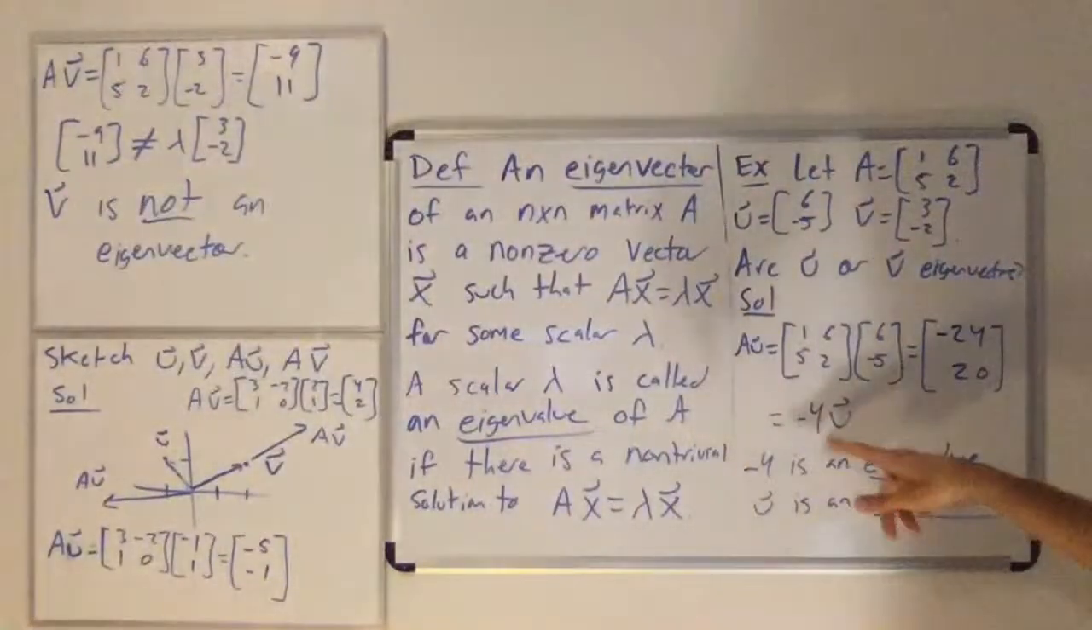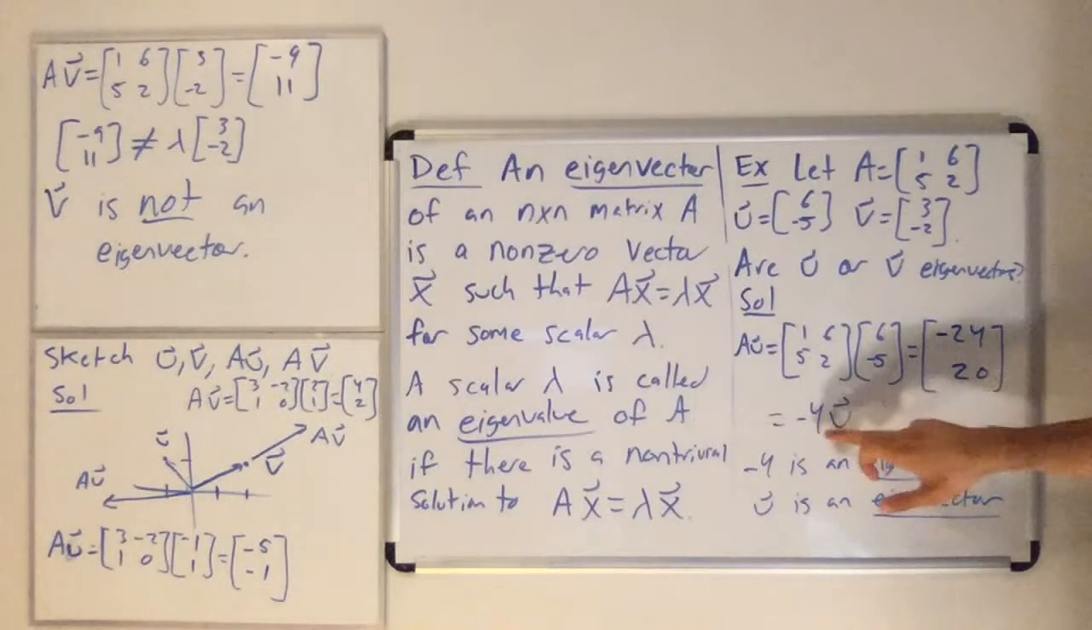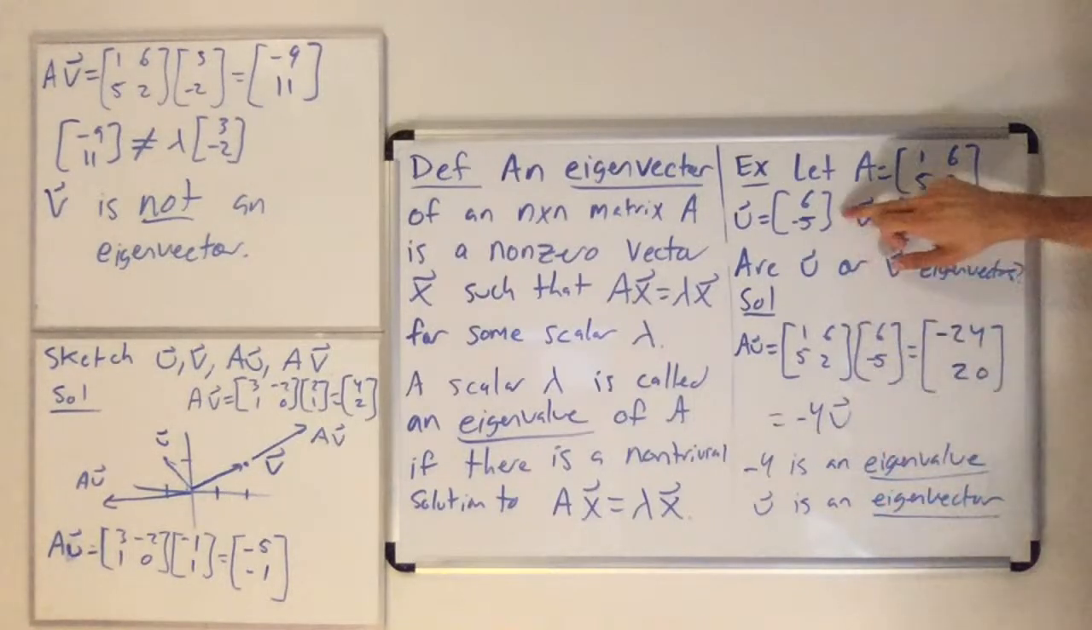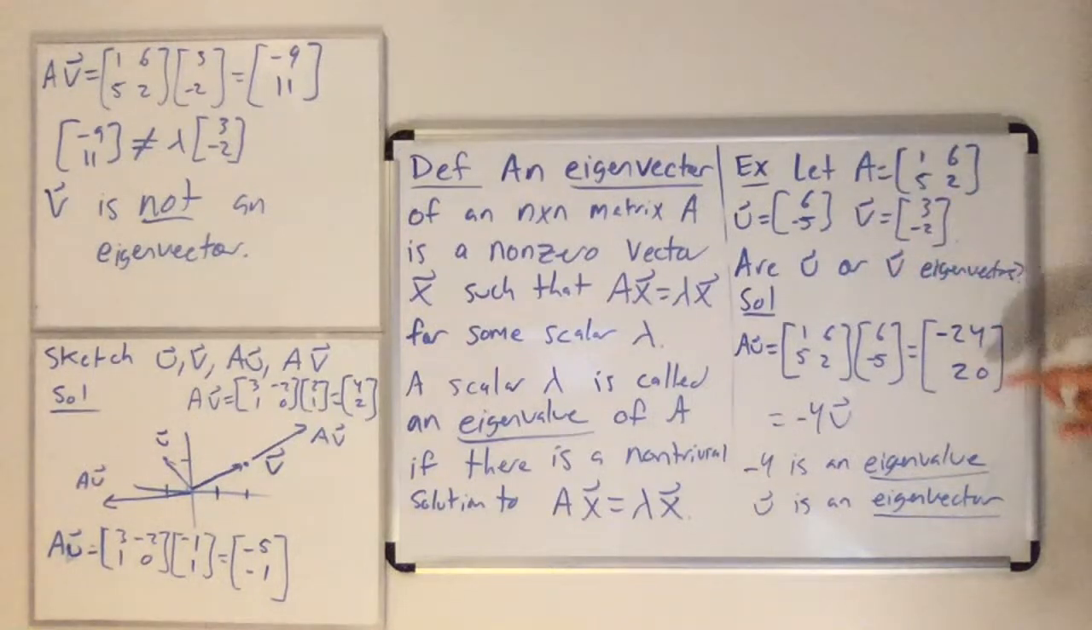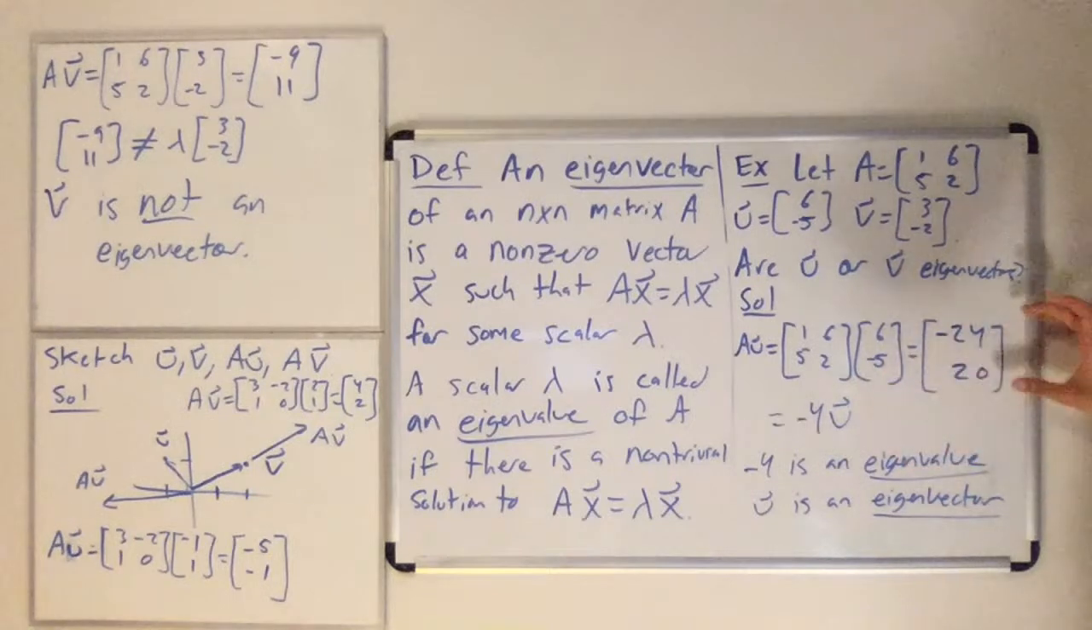Okay, so where did this -4 come from? It's the scalar that you would multiply by. If you multiply -4 to the vector u, it's the same thing as multiplying by the matrix A. Okay, so we found the number -4 just by observation. We'll eventually have some techniques to find it. But here we did the matrix multiplication. We got the vector -24, 20. U is an eigenvector.